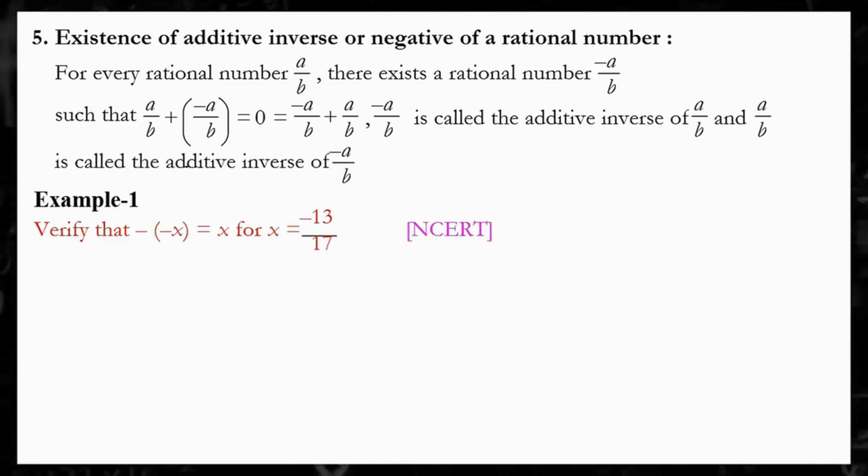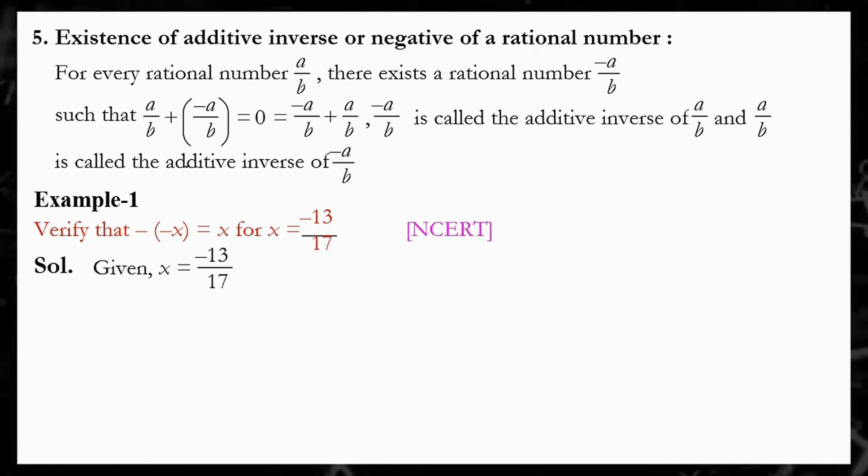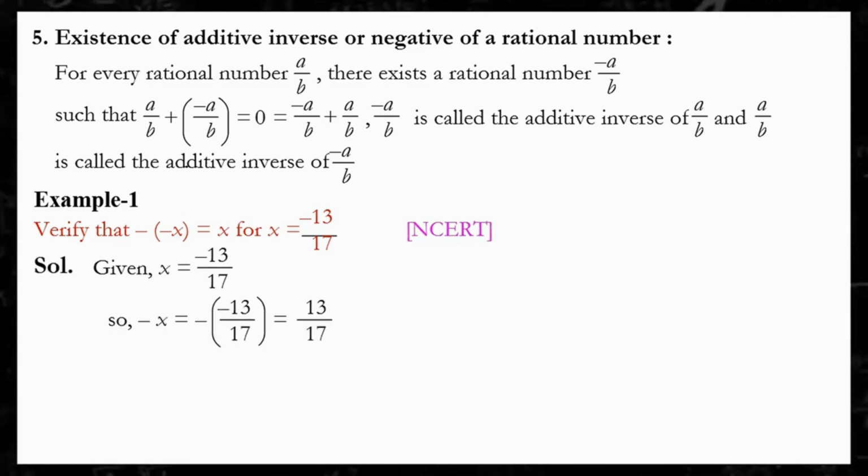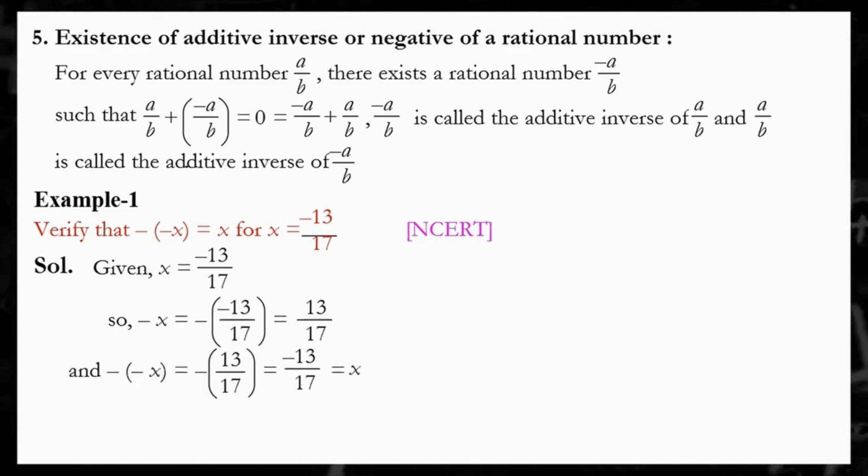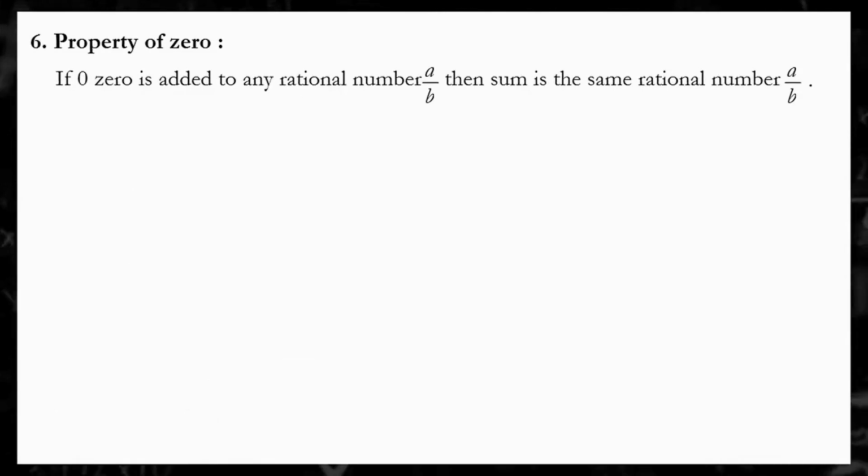Example 1. Verify that minus of minus x is equal to x for x is equal to minus 13 by 17. Solution. Given x is equal to minus 13 by 17. So, minus x is equal to minus of minus 13 by 17, which is equal to 13 by 17. And minus of minus x is equal to minus 13 by 17, which is equal to x. Hence verified.